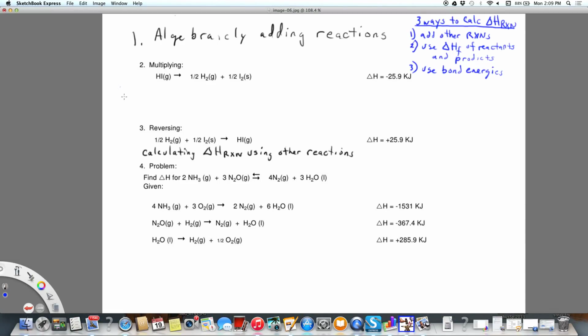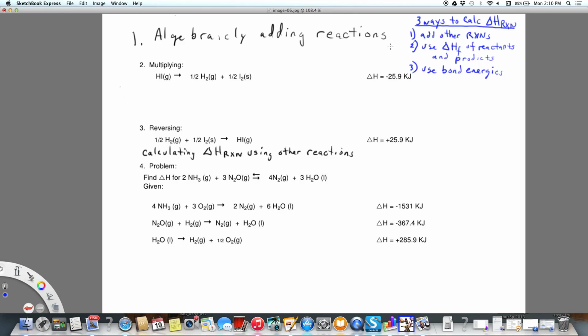If we want to calculate the enthalpy for a reaction, there are three ways to do it. We could add other reactions with the result being the reaction we're interested in. We can use the heat of formation of reactants and products. Or the third way is to use the bond energies of the reactants and products, and we would look at the bond energies of any bond formed or broken.